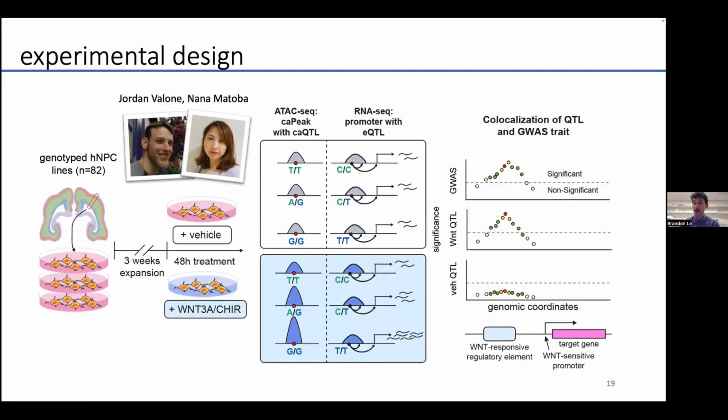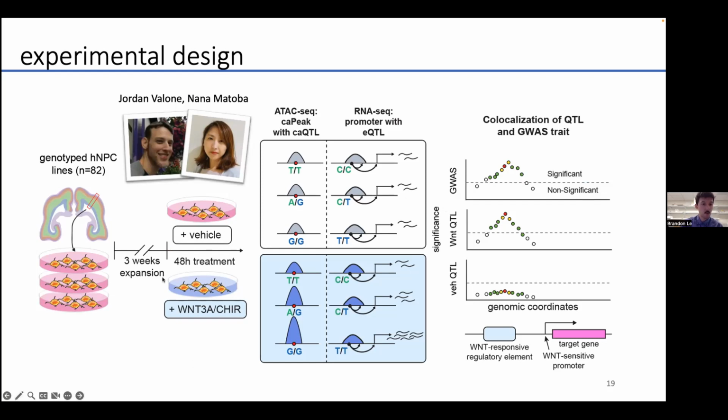So with our cell type of neural progenitors in hand and our pathway of Wnt stimulation selected, we were hoping that we could map QTLs and find some of this missing regulation that could better explain GWAS traits. So here's how the experiment happened.